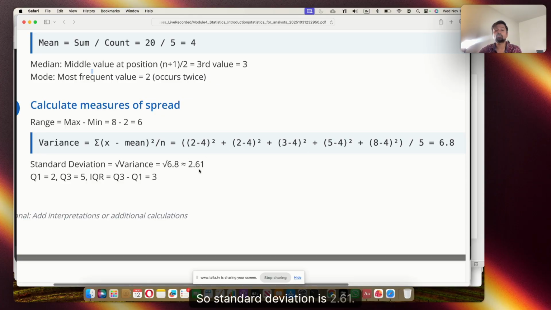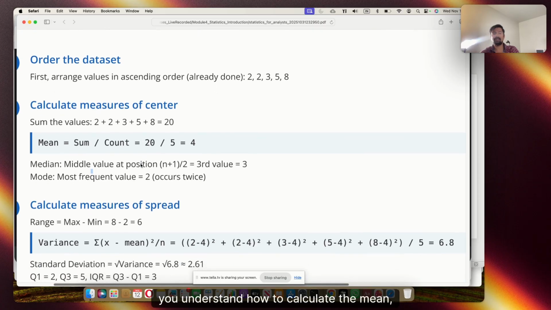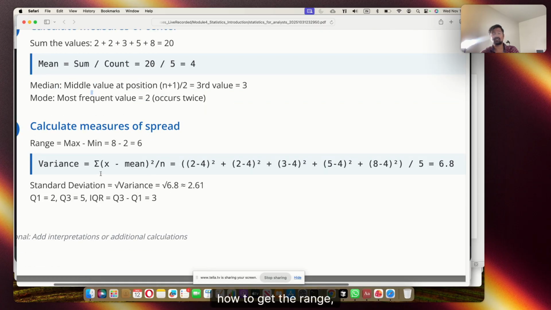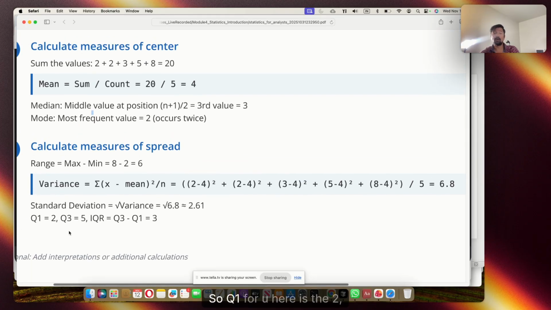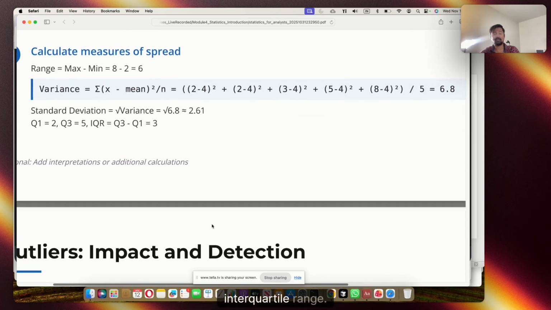So standard deviation is 2.61. Now in this data set, in very simple practice, you understand how to calculate the mean, mode, median, how to get the range, how to get the variance, and then you will get the quartiles. So Q1 for you here is 2, Q3 for you here is 5, IQR is Q3 minus Q1, and that will be 3. So that's how you get the quartiles and the interquartile range.